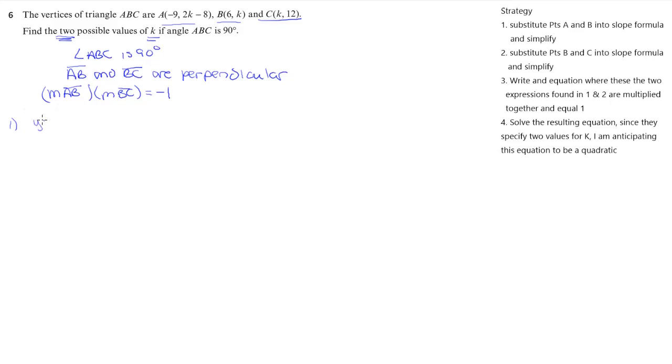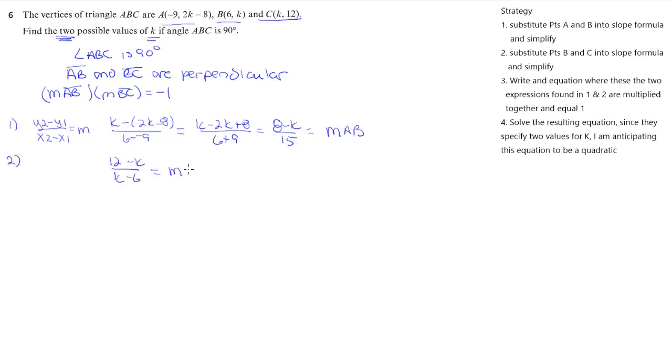If we put our coordinates A and B in the slope formula, we end up with this, and keep in mind it's k minus both 2k and -8, so it ends up being k minus 2k plus 8. Anyway, when I simplify it, I get 8 minus k over 15, and then when I do the same thing for BC, it ends up being 12 minus k over k minus 6.